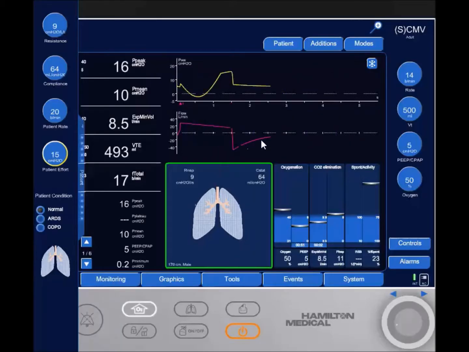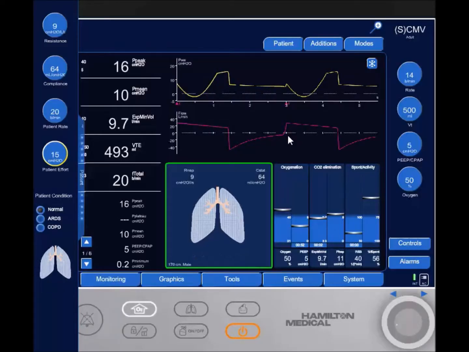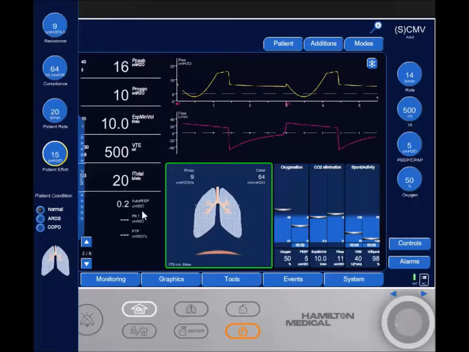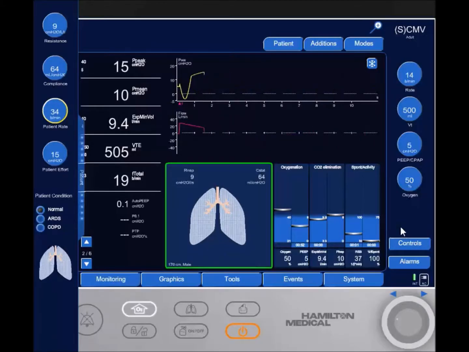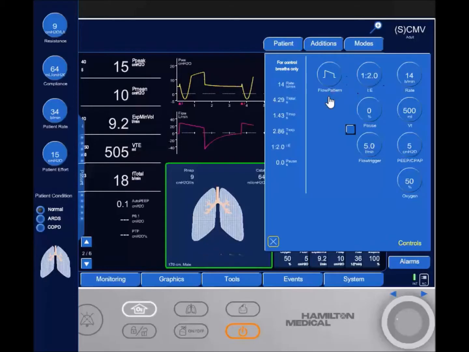And if we notice from the waveform, I'm barely fully exhaling. So there's evidence of some auto-PEEP there. And then if we look at my measured values too, here we go. I have my auto-PEEP now of 0.2 centimeters of water. So even if the patient's rate increases a little more, it does not change the respiratory rate at all. It doesn't change my IE ratio or my inspiratory time.